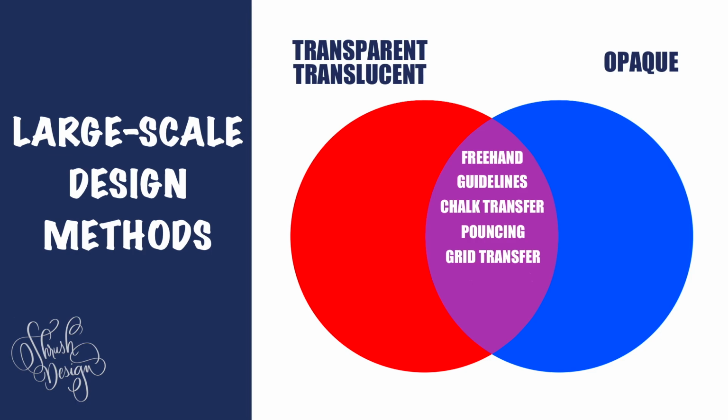So the first option is you can use a very large piece of paper and sketch out your design there. Then you can put it behind whatever transparent or translucent surface you're using, and you should be able to see through it and trace your design through your surface and onto the other side of your surface.